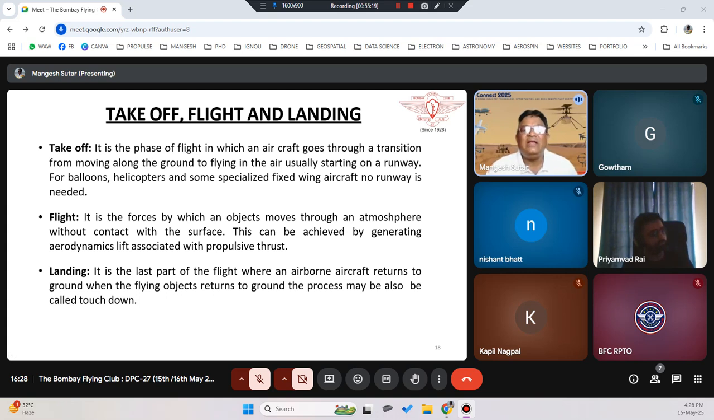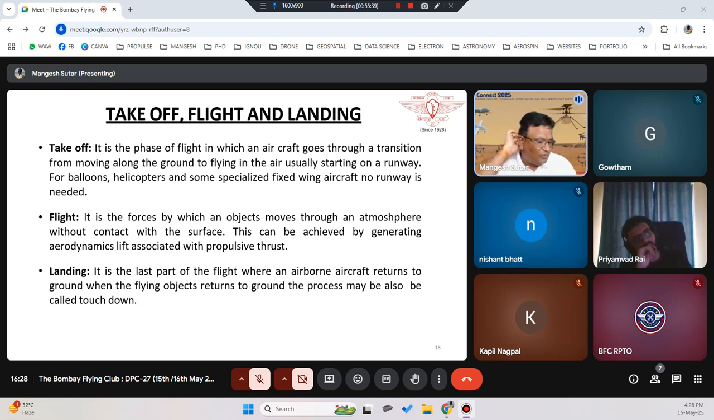Whereas landing is the last part of flight, where the airborne aircraft returns to the ground. When the flying object returns to the ground, the process may also be called touchdown. So the aeroplane will normally descend and land safely on the ground. With your drone, you will reduce the throttle and safely land on the ground.